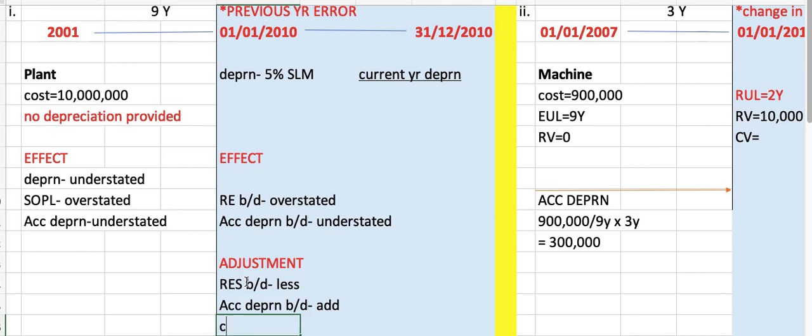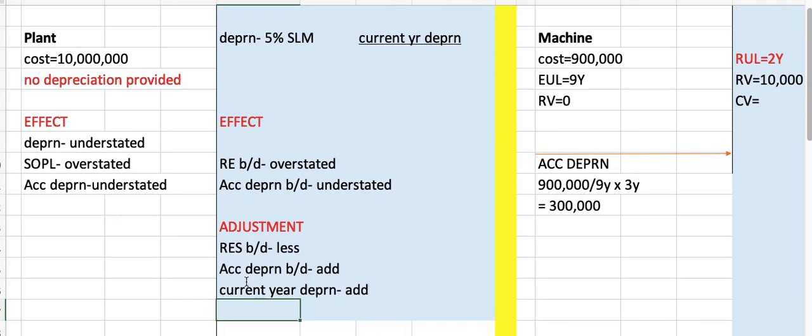Also, in the current year, because we also depreciate in the current year, the current year depreciation needs to be added. So how do we calculate the depreciation? That will be 5% times the plant cost of 10 million, so it will be 500,000.